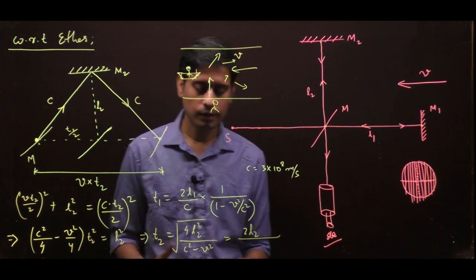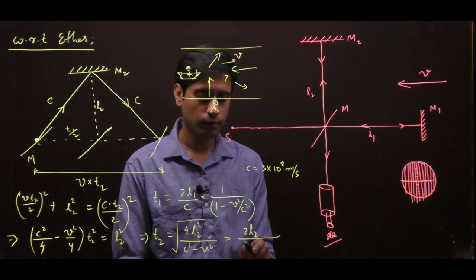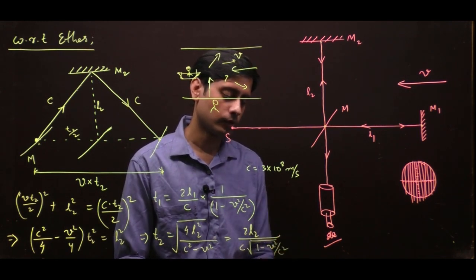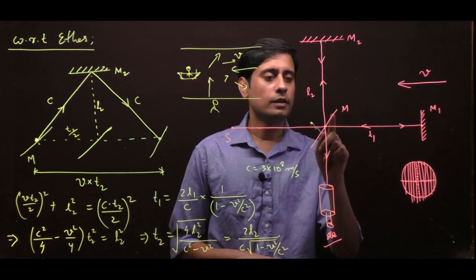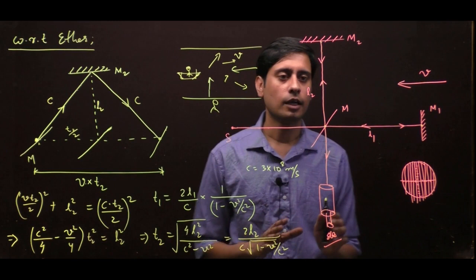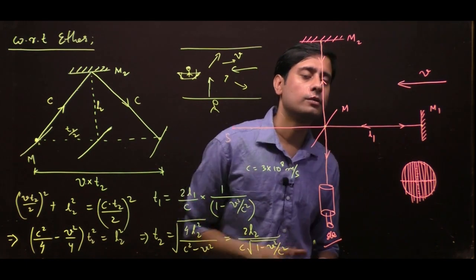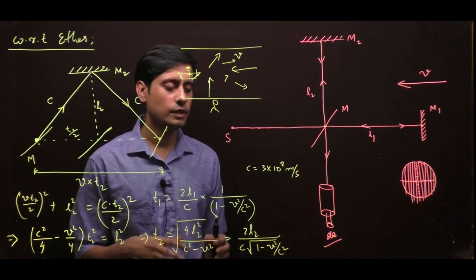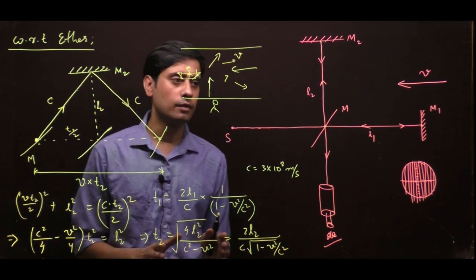Now again we will take out the C square term. If you take out the C square term from the square root, it will become C and it will be 1 minus V square upon C square. So we have calculated the time taken by the ray of light in going from M to M1 and returning, which is T1, and the time taken by the beam of light going to M2 and returning again to this point, which is T2. There can be some difference in these two time intervals, so we will subtract them.